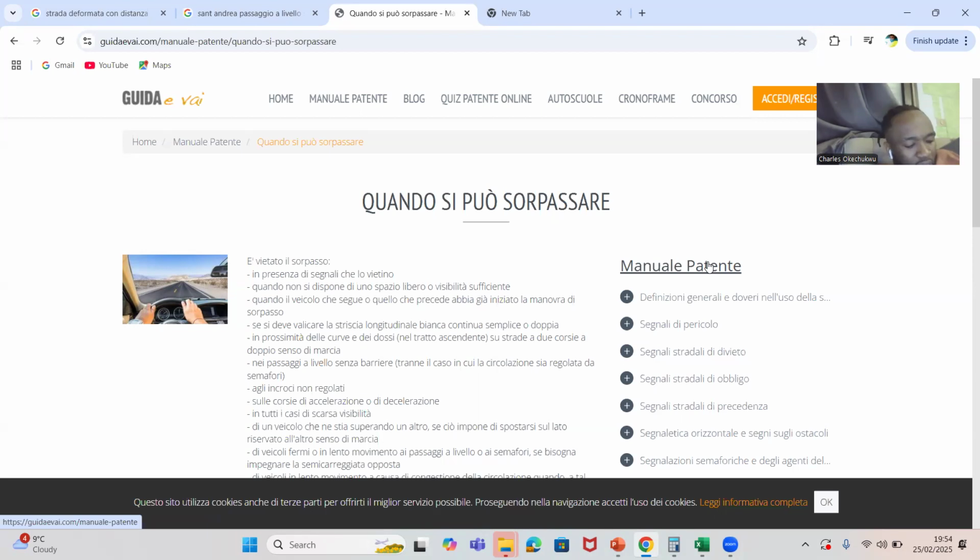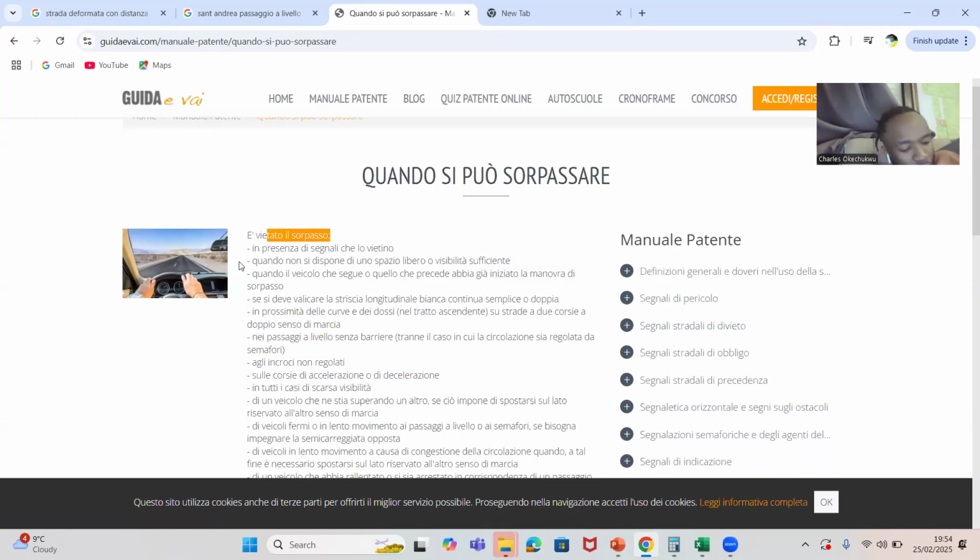"Quando si può sorpassare?" Number one, "è vietato il sorpasso." Now, they want to give us rules and regulations, a lot of rules and regulations. You are forbidden to overtake in the following. You cannot overtake where? Number one, "in presenza di segnali che lo vietino." In the presence of any signal of divieto of overtaking. Any place where they put divieto di overtaking, guys, you cannot overtake there. So it is forbidden to overtake there.